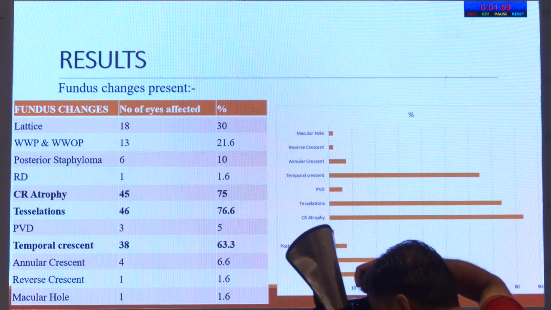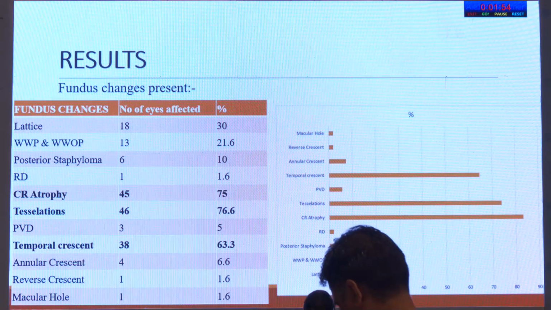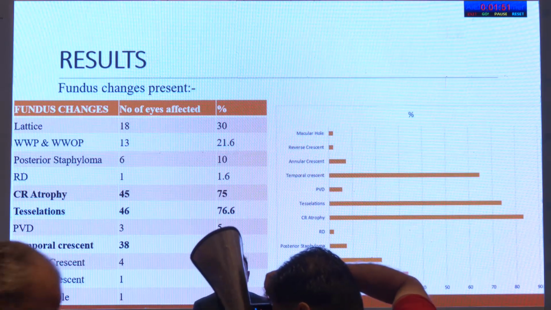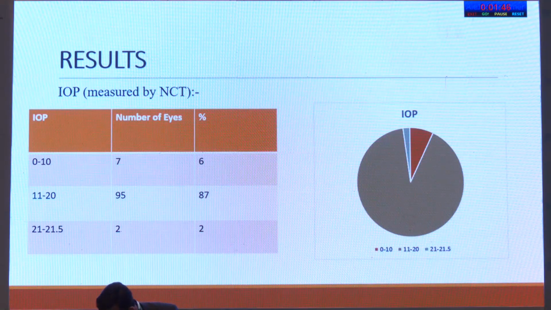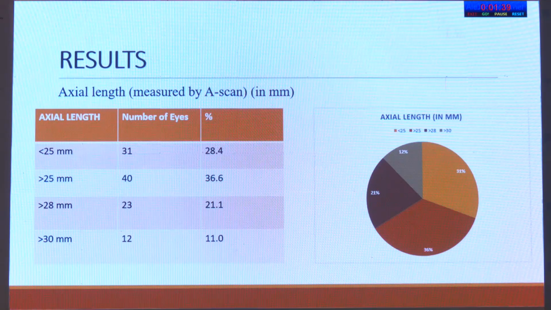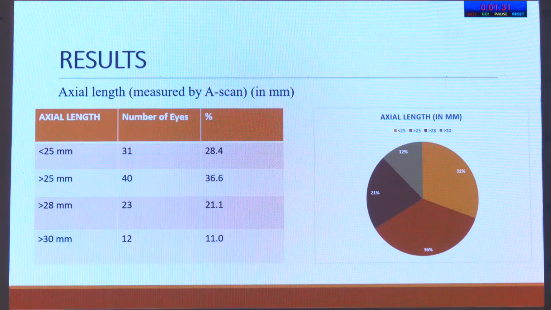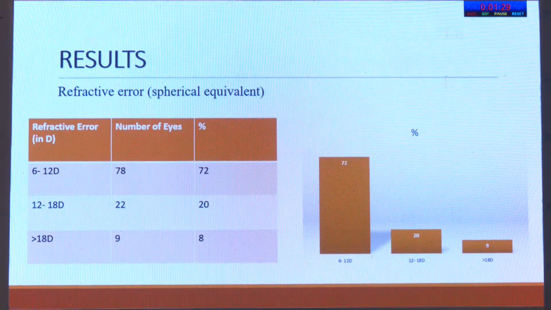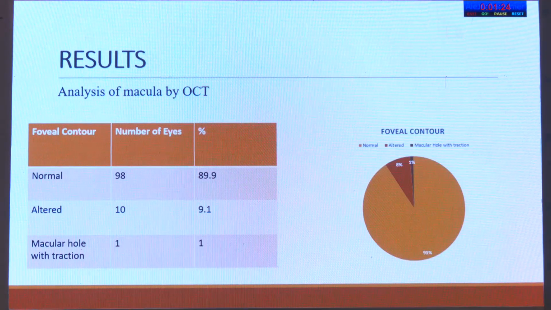The majority of fundus changes present were CR atrophy with 75%, tessellation with 76.6%, and temporal crescent with 63.3%. IOP: the majority was between 11 to 20 with 87%. Axial length: the majority was less than 25 mm with 36.6%. Axial length more than 30 mm was present in only 11% of cases. Refractive error: the majority was between 6 to 12 diopter with 72%.